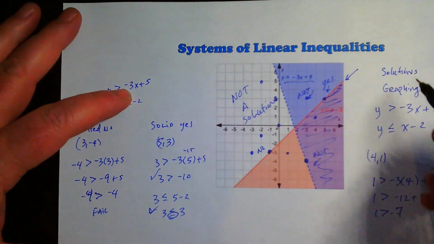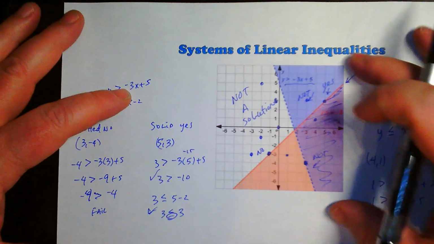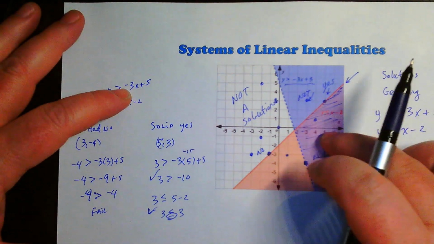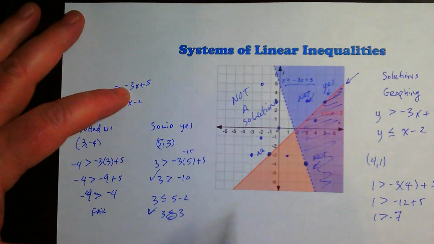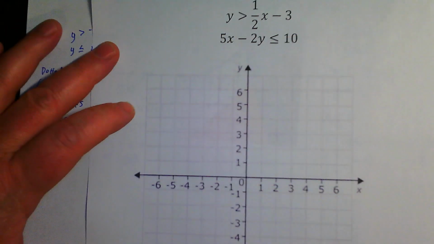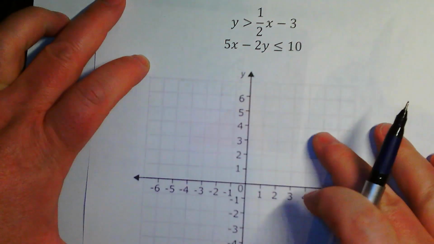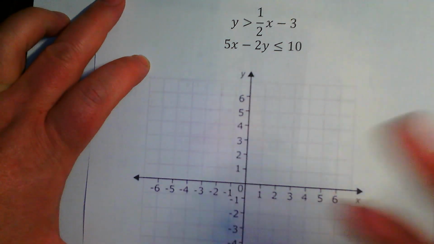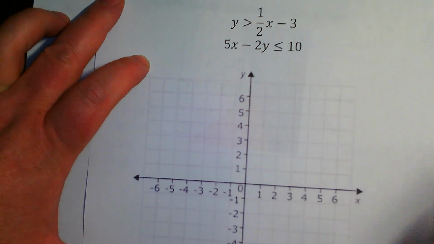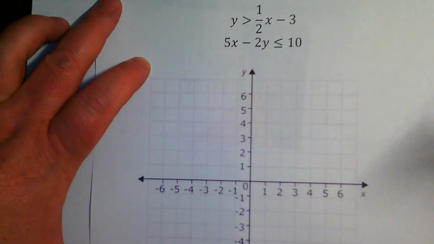Okay, so we talked about what a system of linear inequalities is. We talked about how to read the graph. We talked about how to check. So now let's talk about how to solve one by graphing. I've got this system of inequalities right here, and I've got my graph. We're going to graph this and shade it in. I'll show you some shortcuts to help you be efficient at this. It's going to be great.